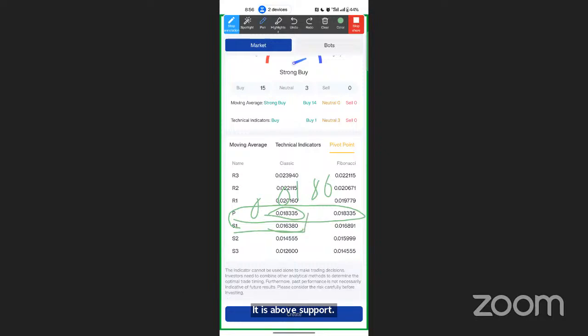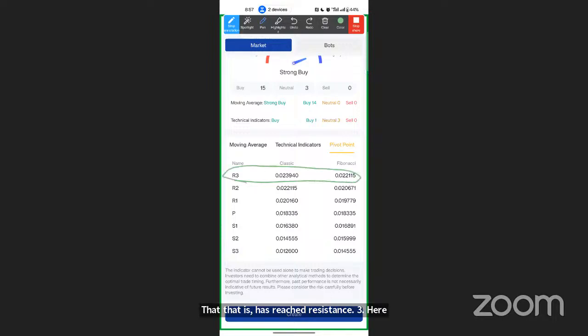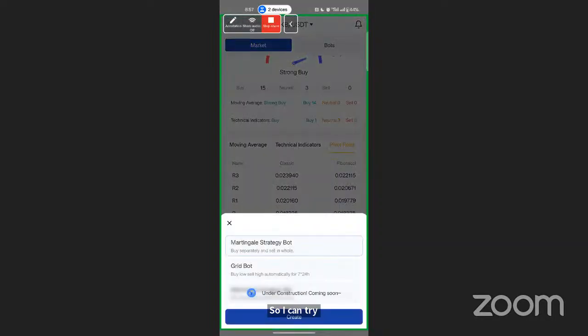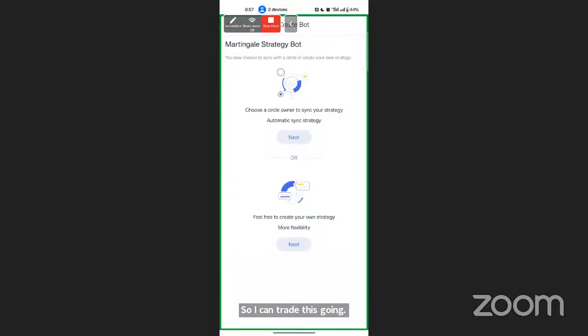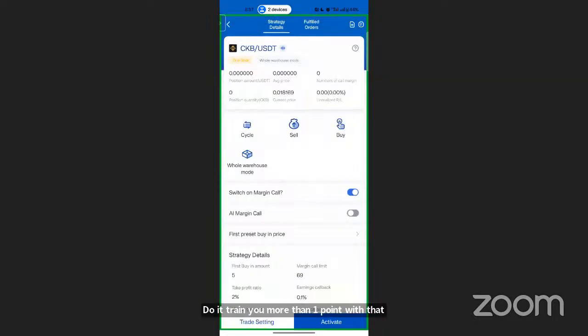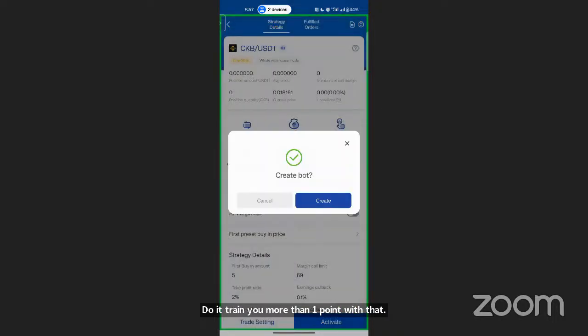There is business here. Never trade a coin that has reached resistance 3. Here you will go in floating loss. But it is above support. It is now going to pivot. So I can trade this coin. Let me trade. This is learning practice. Don't trade more than one coin with that capital. Give me one in the chat if I'm clear. So I can trade this coin.